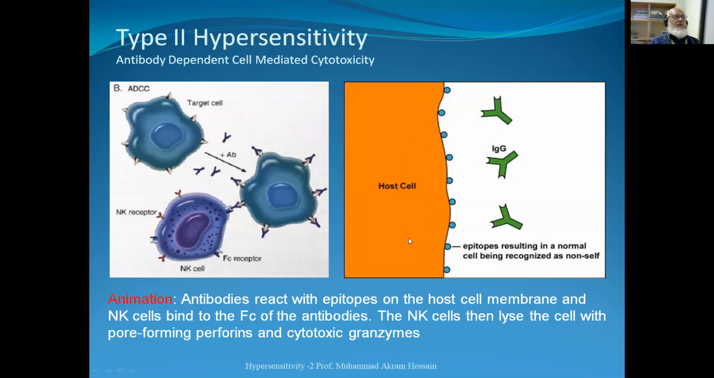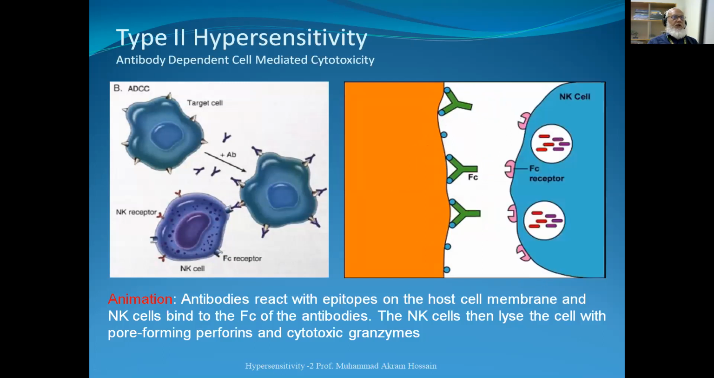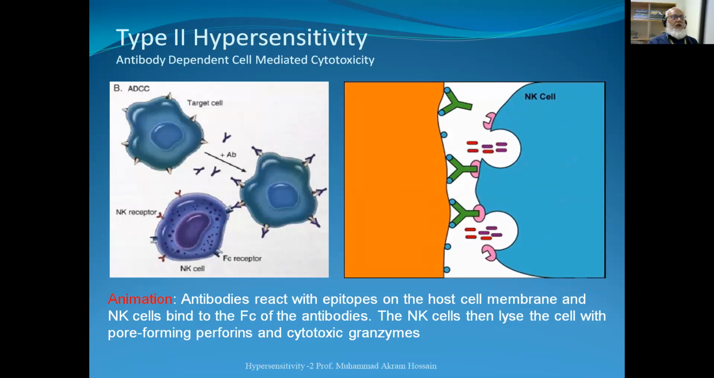So third mechanism, one is opsonization, another one is complement mediated lysis, and third one is antibody dependent cell mediated cytotoxicity.